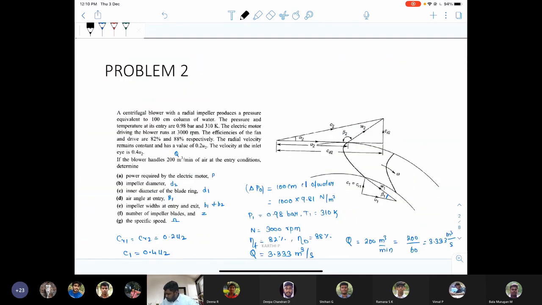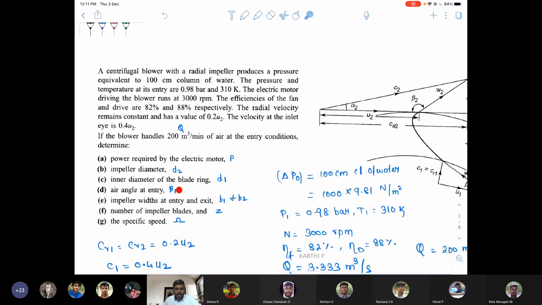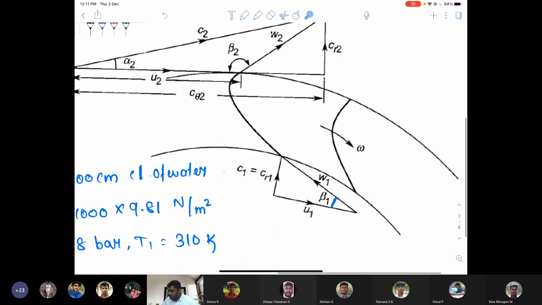And the next subdivision is the air angle at the entry. We have to find the value of beta 1. Now consider this velocity triangle. Actually, I have just used this velocity triangle, this is not a part of the question. So this is the inlet velocity triangle and this is the exit velocity triangle. You have to find the air inlet angle, therefore the air inlet angle is beta 1. We know the value of C1 and U1.